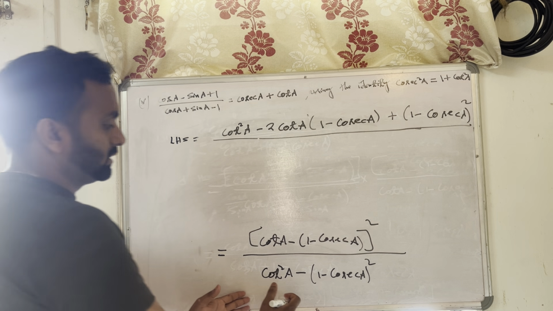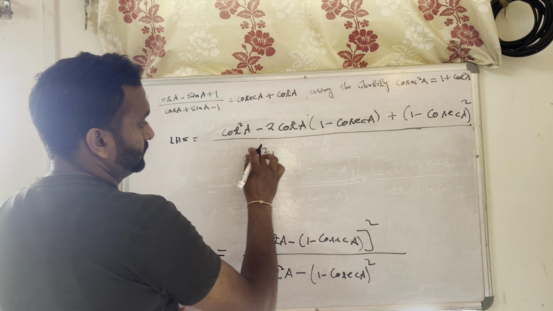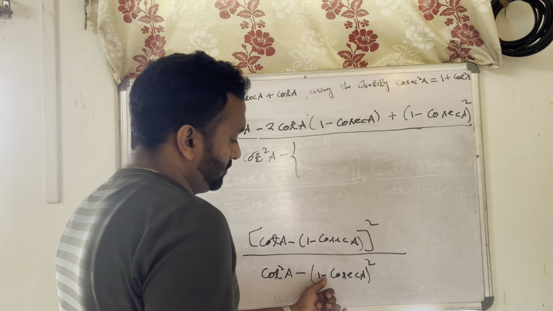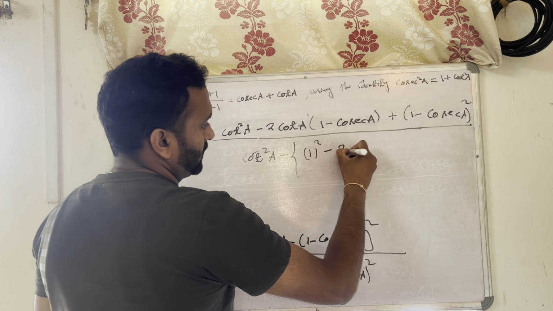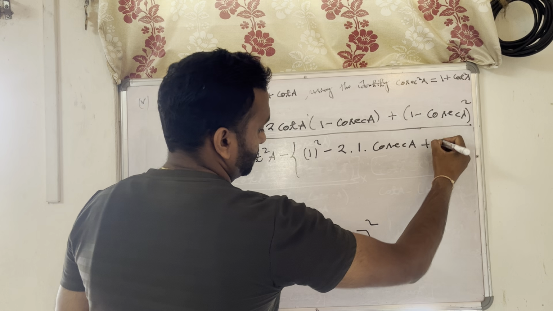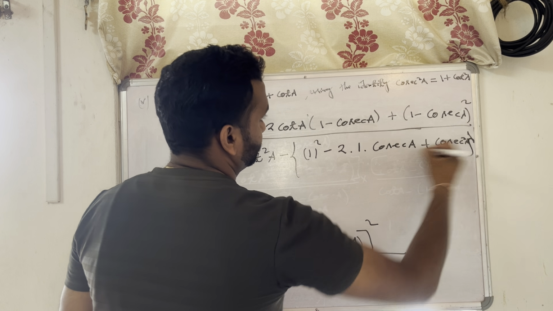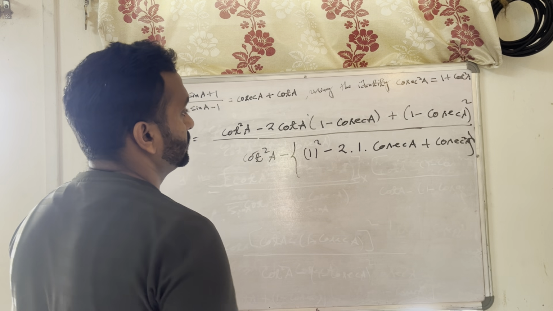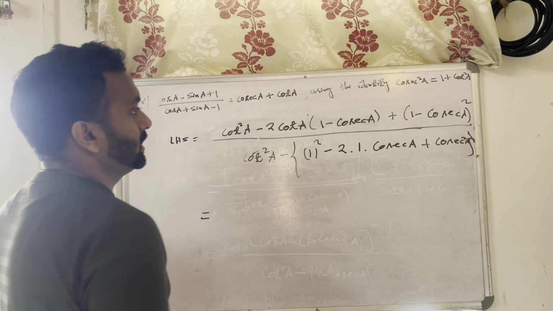Then in the denominator it is cot square A minus, within brackets, (a minus b) whole squared, which is a square minus twice ab plus b square. Yes or no? Then we'll get how much?